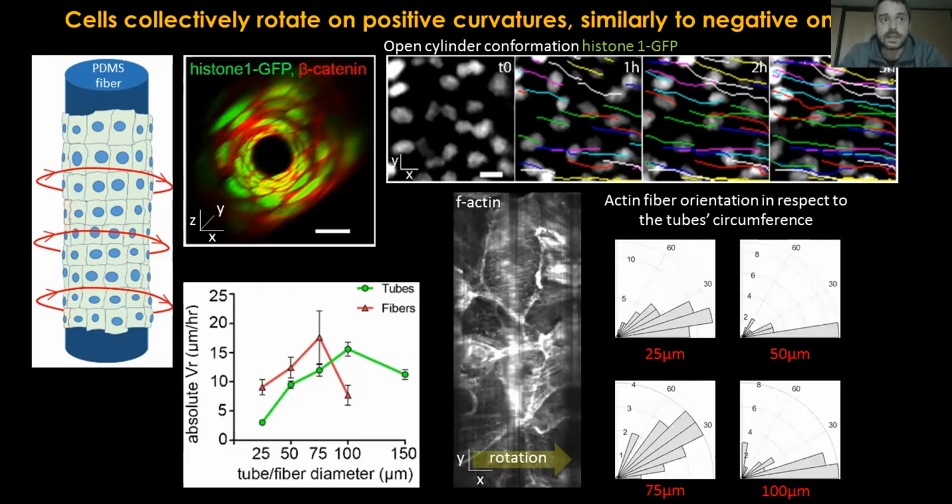So basically, we can say, with the results that we have so far, that the large actin fibers of the cells orient themselves according to curvature, but this does not change the fact that the cells can still collectively find a homogeneous and coordinated way to move all together.